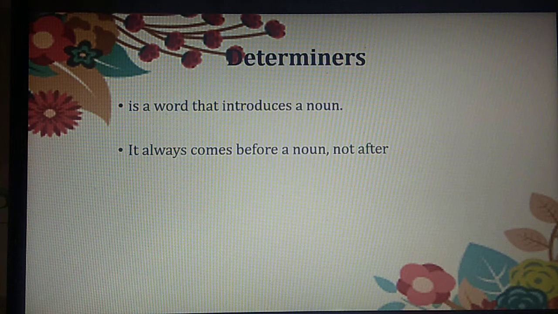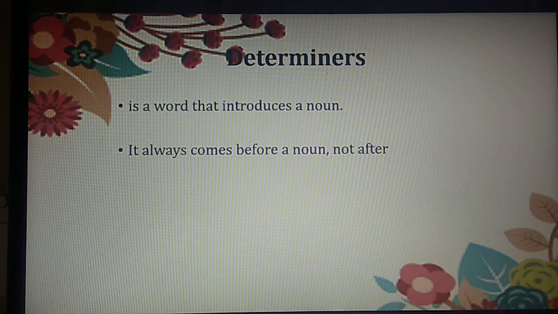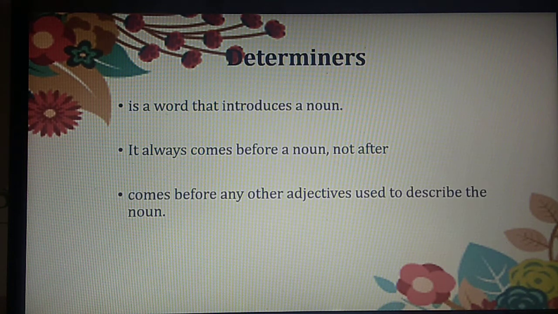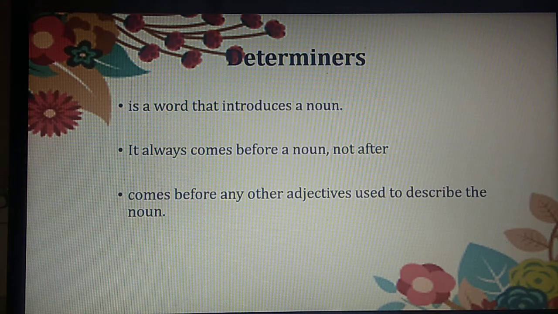Now you would wonder, teacher, a word that comes before a noun is an adjective. Yes, my dear children, but this is something very different from adjective. If there is an adjective in a sentence, after an adjective there would be a noun, and before an adjective there would be this determiner. So in this structure you will have a determiner first, then an adjective and then a noun.